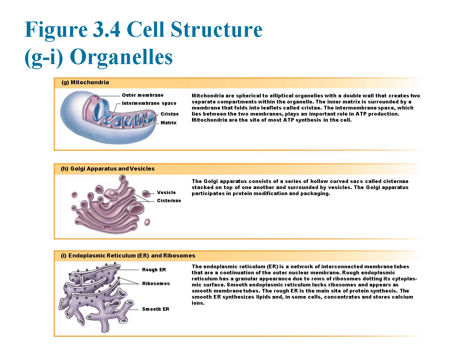Next, we have the Golgi apparatus, which you can think of as the cell's packaging and shipping department. It consists of stacked sacs, known as cisternae, that modify and package proteins and lipids. These products are then sorted into vesicles for transport to their destinations inside or outside the cell.